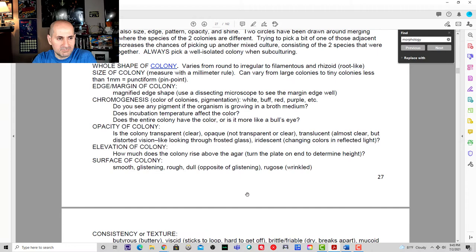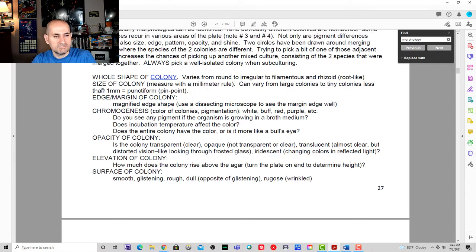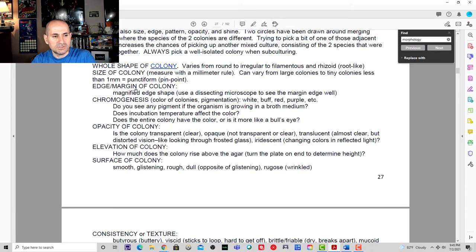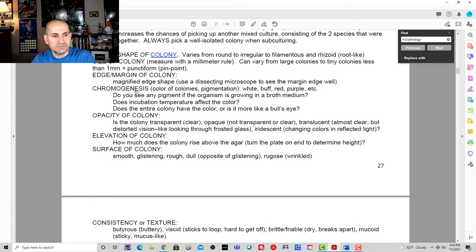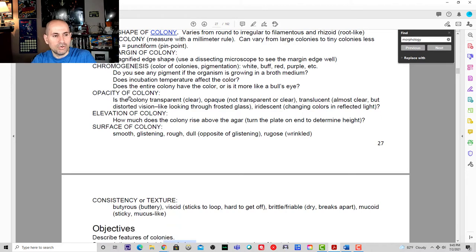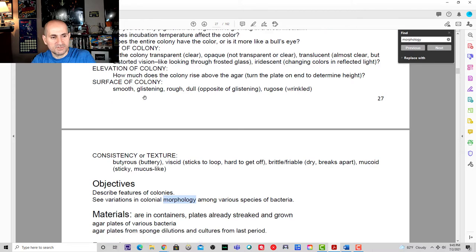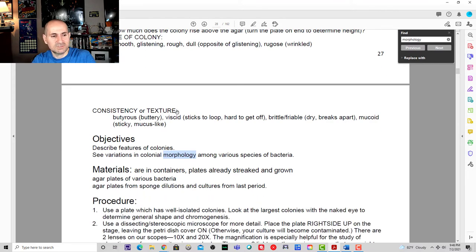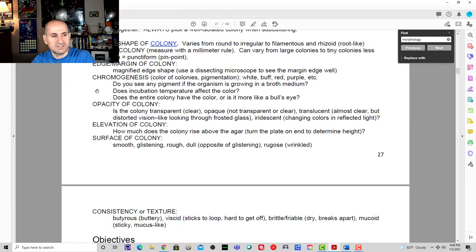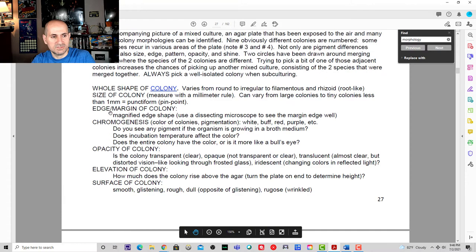All right. And you should know that bacterial colony morphology is judged by the whole shape of the colony, the size of the colony, the edge and margin of the colony, chromogenesis, which means color or pigmentation of the colony, and opacity of the colony. Is it clear, transparent, translucent? Also elevation of the colony, surface of the colony, consistency or texture of the colony. These are the different characteristics of a colony.